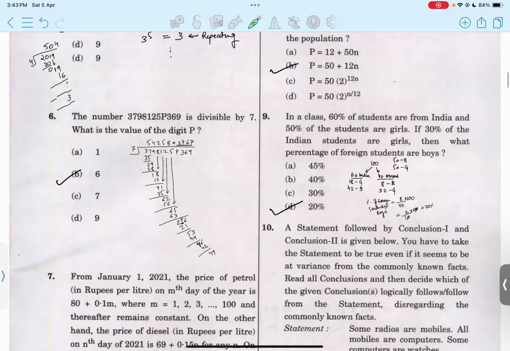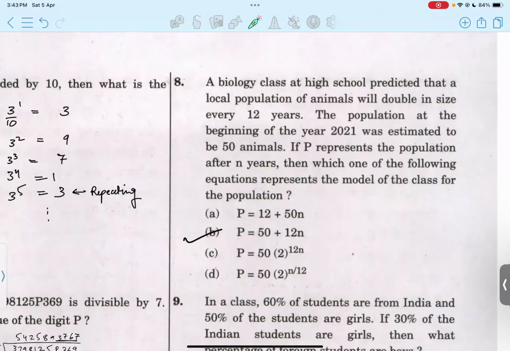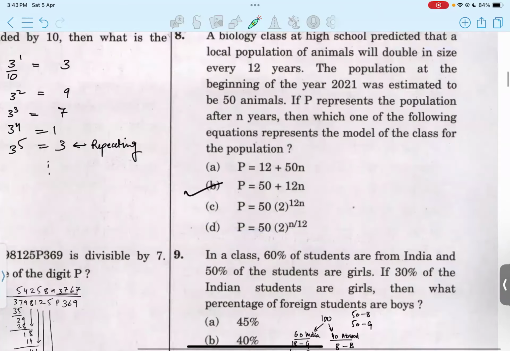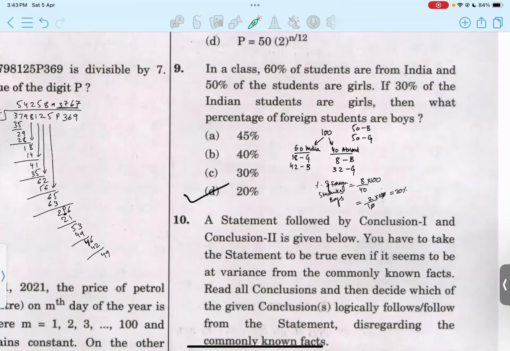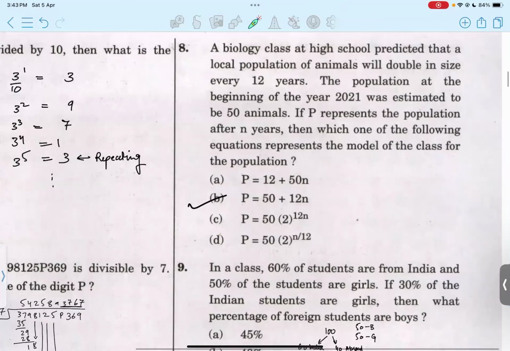Okay, then question number 8. So we were given this information and we have to depict this information in the form of an equation. So I believe it can be option number B. Option B. Then question number 9. 8 का D। 8 का D है. Yes, Mansi.